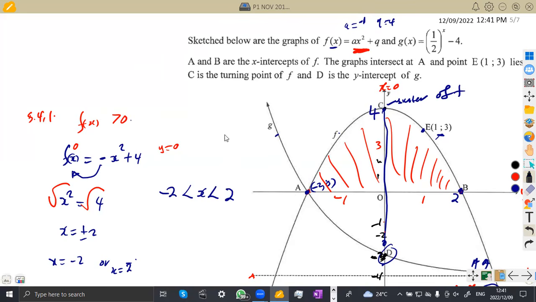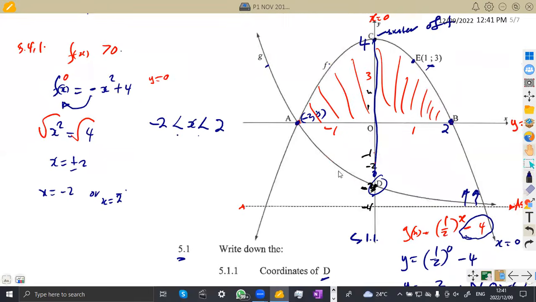If this question was given as f of x is greater than or equal to 0, your answer would be x is greater than or equal to minus 2 and less than or equal to 2. So you would write the equal to in your answer. But in this case, it was greater than, so there is no need to put the equal to. So that was 5.41.